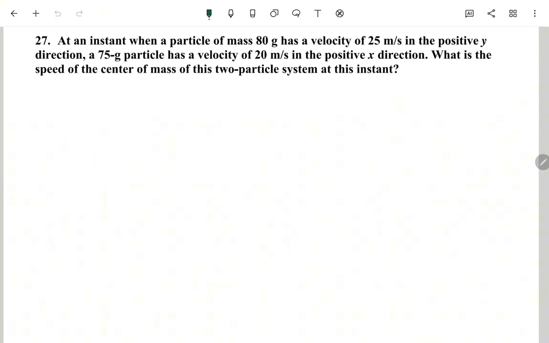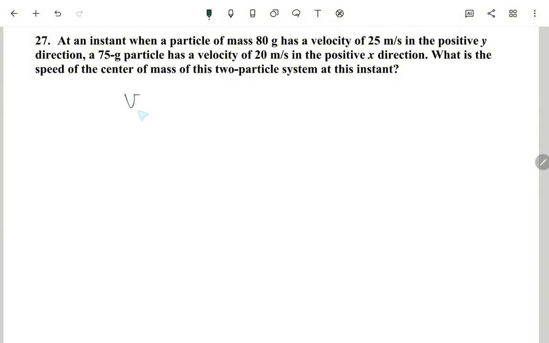At an instant when a particle of mass 80 gram has a velocity of 25 meter per second in the positive y direction, a 75 gram particle has a velocity of 20 meter per second in the positive x direction. What is the speed of the center of mass of this two-particle system at this instant?